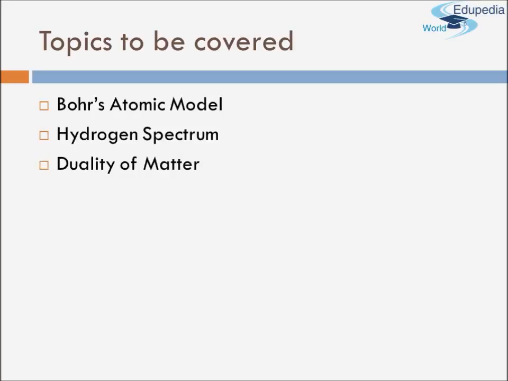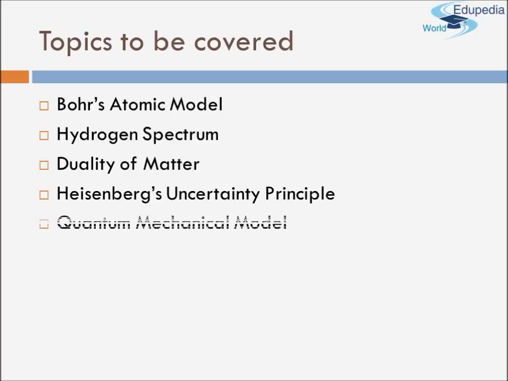Then we'll move on to duality of matter. Now this is again quite an important topic, not just from your syllabus point of view but for your further studies as well. If you take up chemistry or chemical engineering or something like that, even quantum physics, then duality of matter is quite essential. Then Heisenberg's uncertainty principle and then the quantum mechanical model. These last three topics, duality of matter, Heisenberg's principle and the quantum mechanical model, together they are the new kind of topics, that is, they are new to this scientific world.